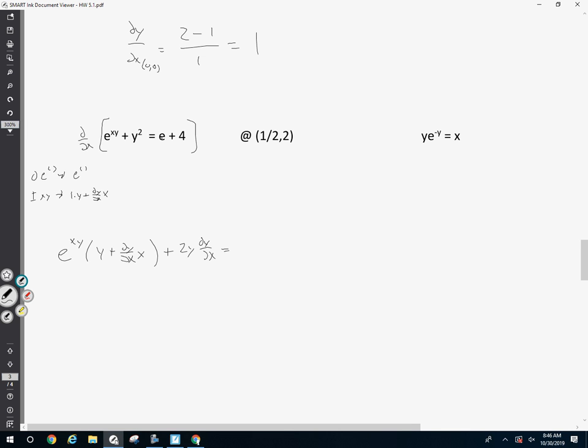equals the derivative of e. This is just a number. Doesn't have e to the x. It's just a number. 0. Derivative of 4, just 0.